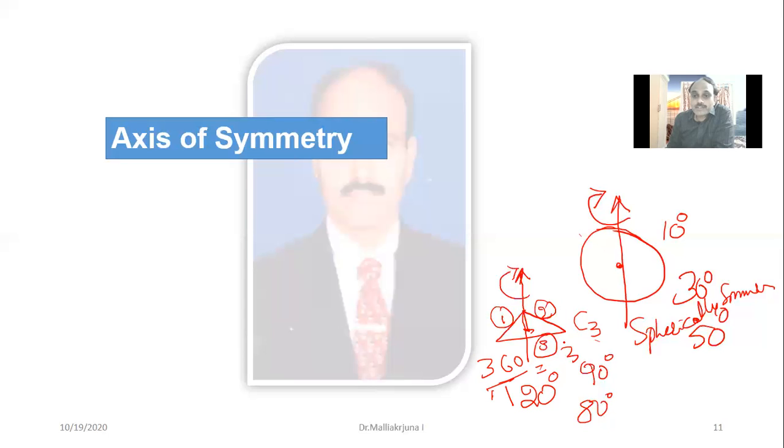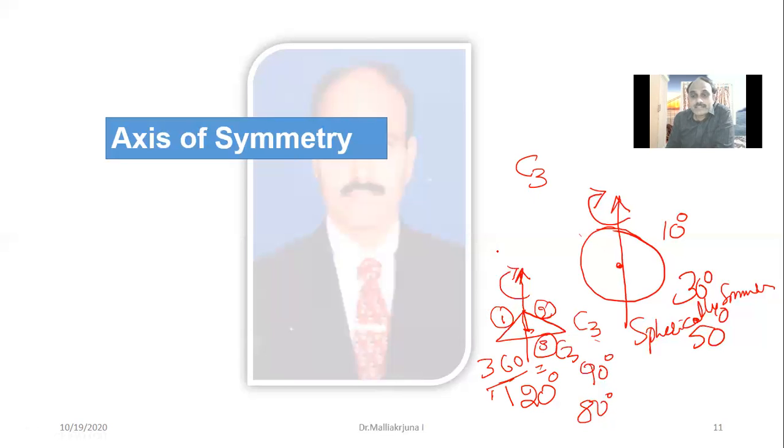Therefore, what you have done through this line is rotation. This line of symmetry is called the axis of symmetry. What you have done is the rotation. Therefore, in the Schoenflies system, it is called a C3 rotation, right?